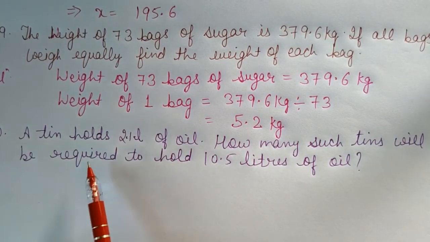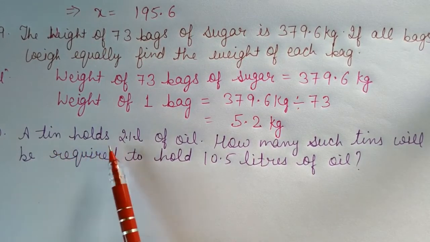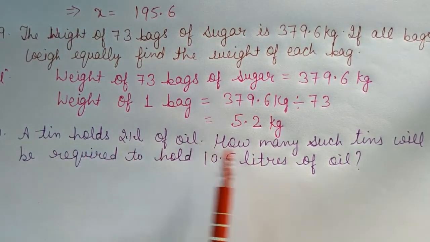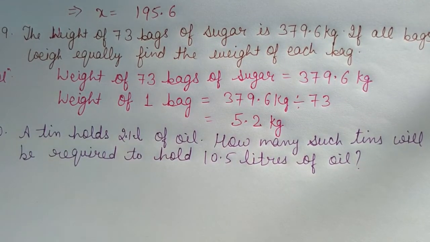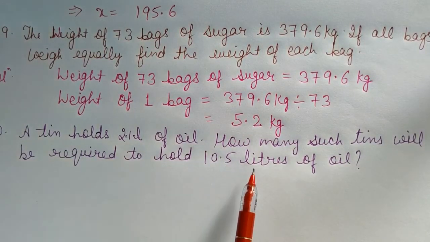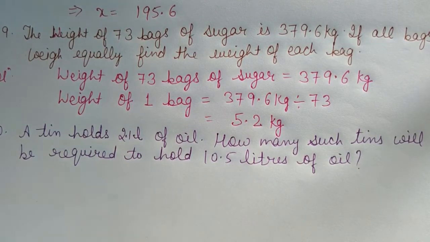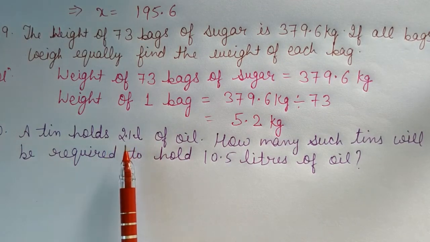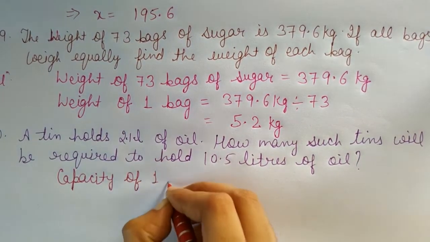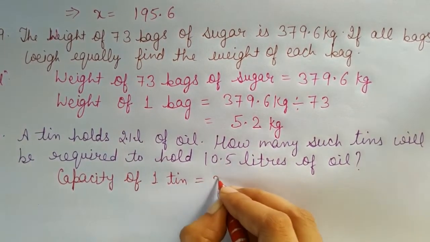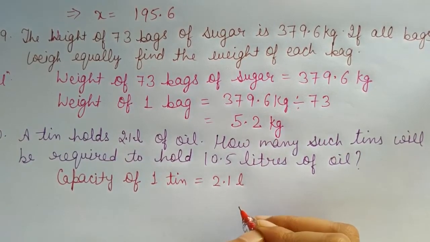Now our next question, question number 10: a tin holds 2.1 liter of oil. How many such tins will be required to hold 10.5 liter of oil? It is a similar question. We are given the whole quantity, that is 10.5 liter, and each tin must hold 2.1 liter. So we will write: capacity of one tin will be equal to 2.1 liter.